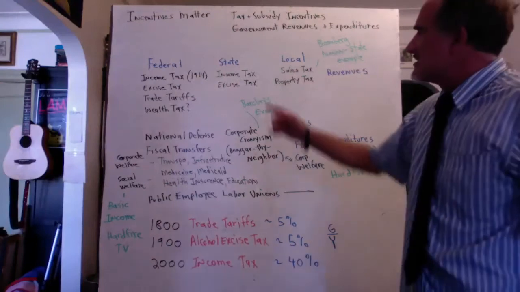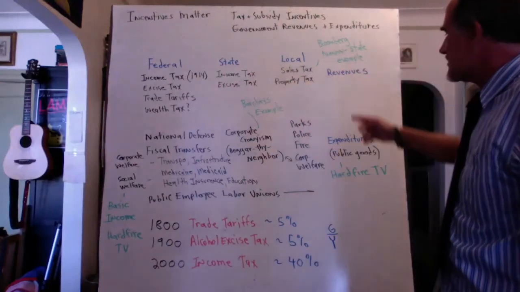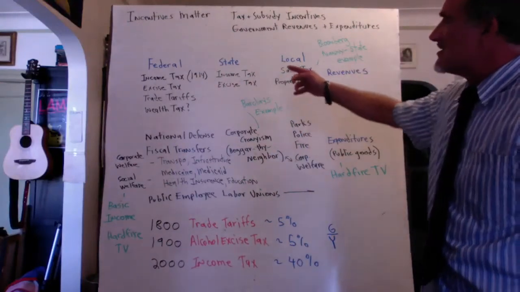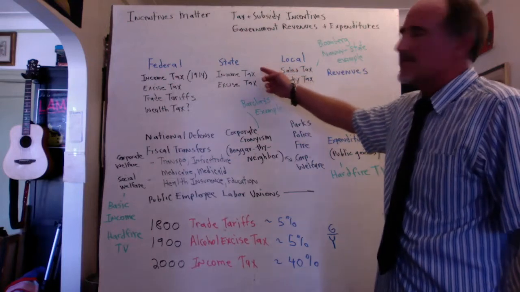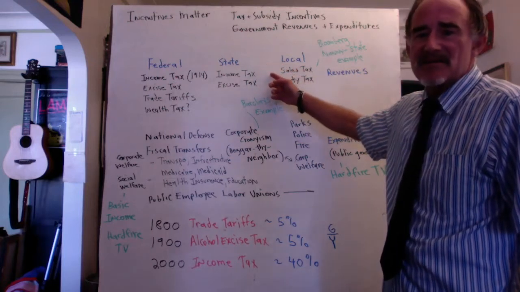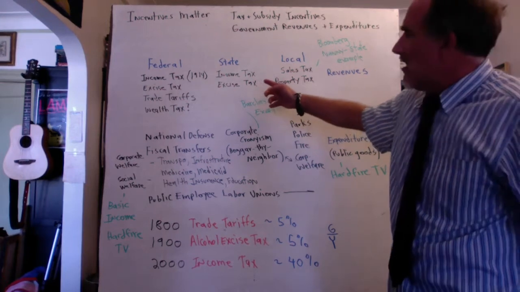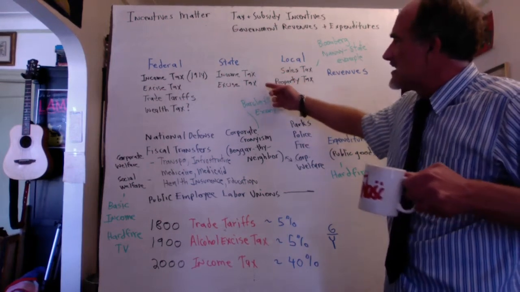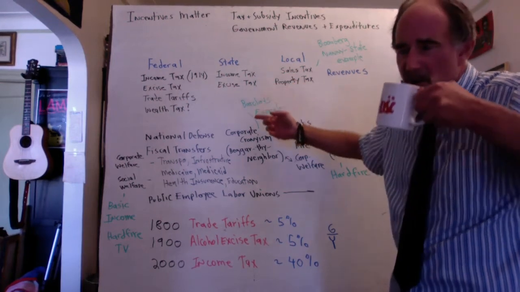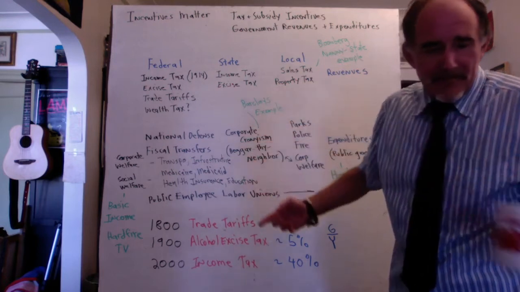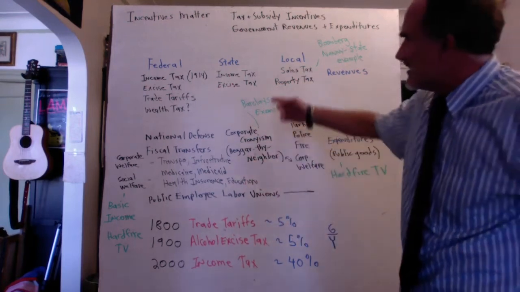Next, we'll look at the state level revenues and expenditures. The states also have income tax, most states, some don't: Texas, Delaware, Florida. State income tax, and then also excise tax, or a form of sales tax.